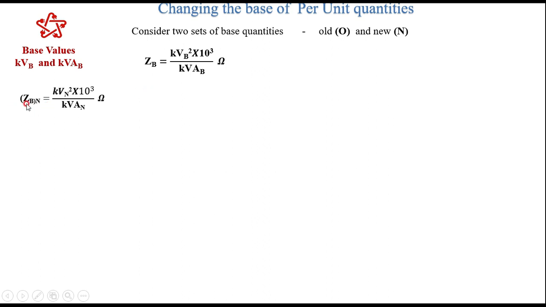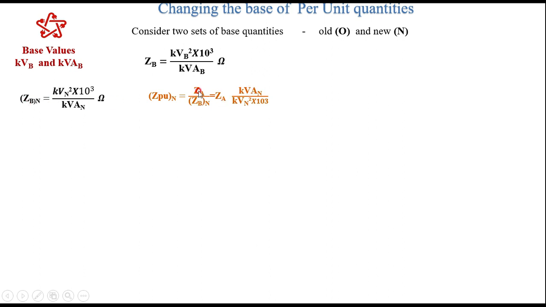Then I am finding out the base value for the new base quantities, that is kVBn and kVAB. Then you can make use of subscript n. For the old base quantity you have to use the subscript O. Here kVn square into 10 raised to 3 divided by kVAn. Then Z per unit new is ZA divided by ZBN, the same ZBN.